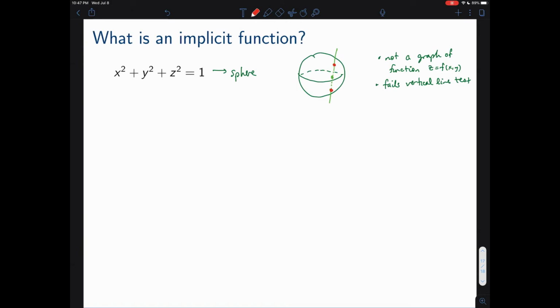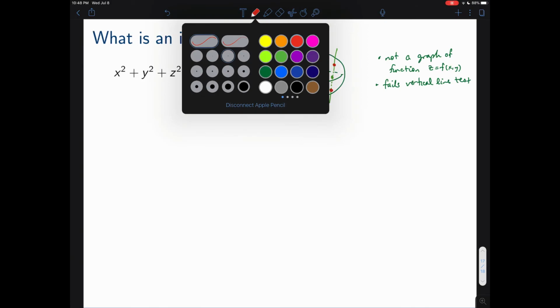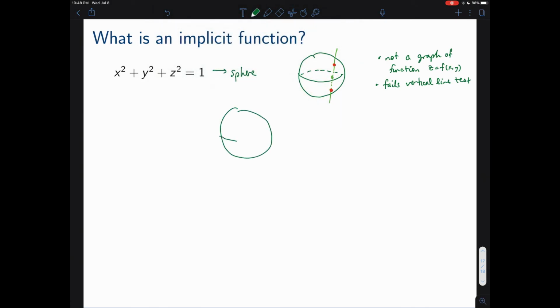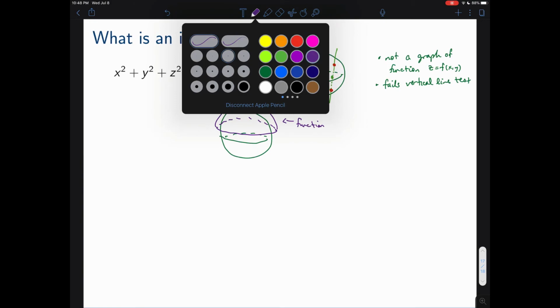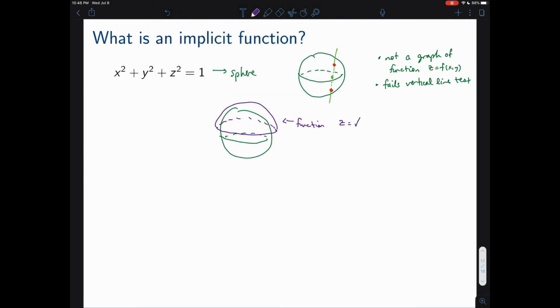So that's a given x y value in the x y plane, and there are 2 z values for the sphere that go with it, but a graph should only have 1 z value. But I'll draw the sphere again. We can cover this with 2 hemispheres, a top hemisphere where we put one function, and it's not secret what it is, right? It's just z equals square root of 1 minus x squared minus y squared.